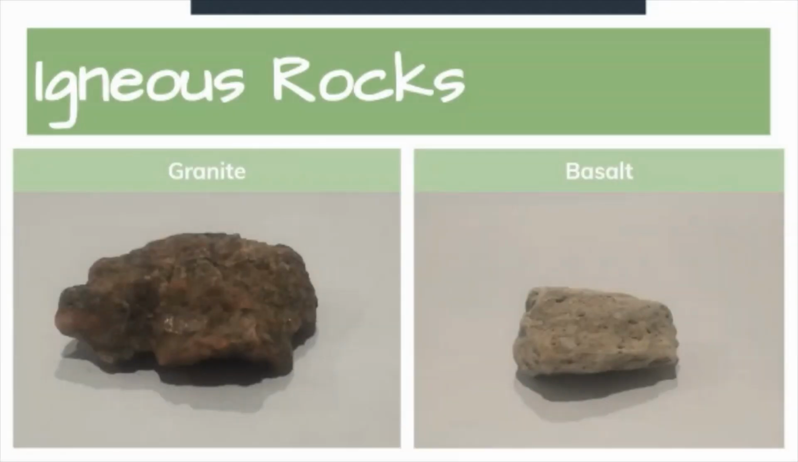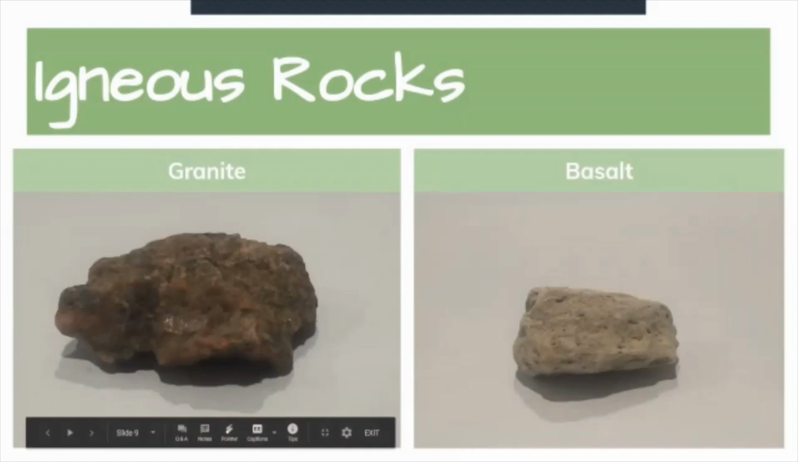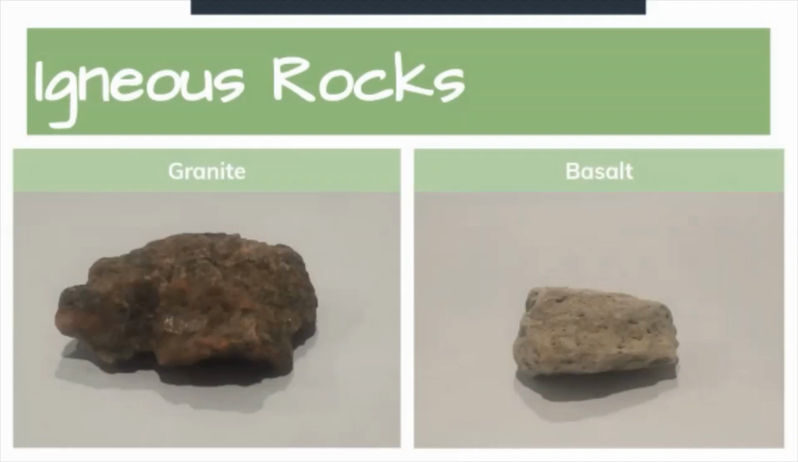Up next, we have granite and basalt. Granite is an intrusive igneous rock. It can be white, pink, or gray in color, lots of different variations. These are usually very large, hard in nature, and they're coarse-grained and tough. Granite's commonly used in construction. It's more common in the continental crust rather than the oceanic crust.